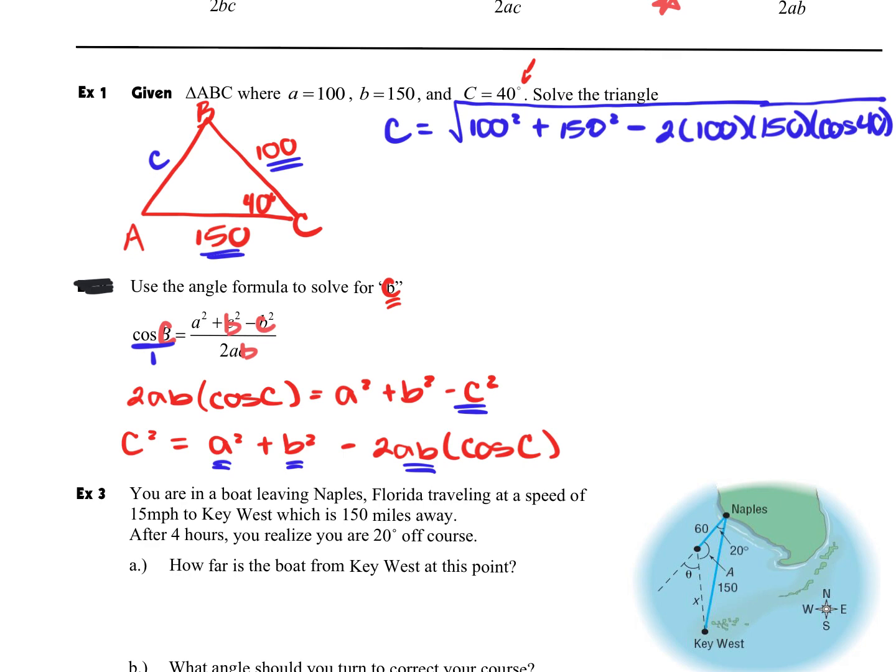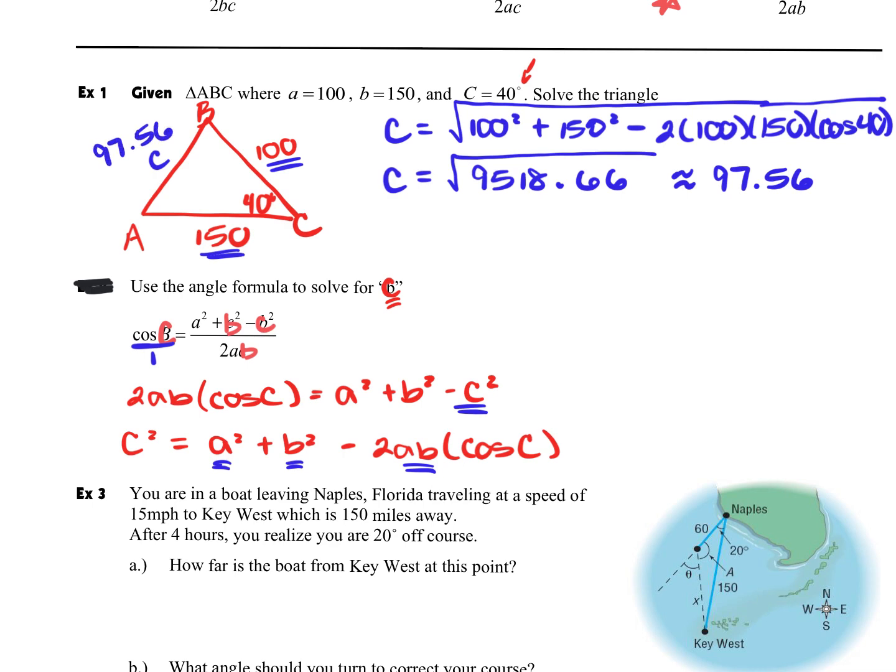When we type this whole thing into our calculator, and this is a good place for you to check to make sure you're using your parentheses right, underneath that square root, you should have 9,518.66, and of course that decimal will continue. Make sure that you are getting this correct radicand. Once you take the square root of that, we'll round this to hundredths, and we'll get 97.56. We're going to put that now over here on our picture. So here's our 97.56. We've now got that side.